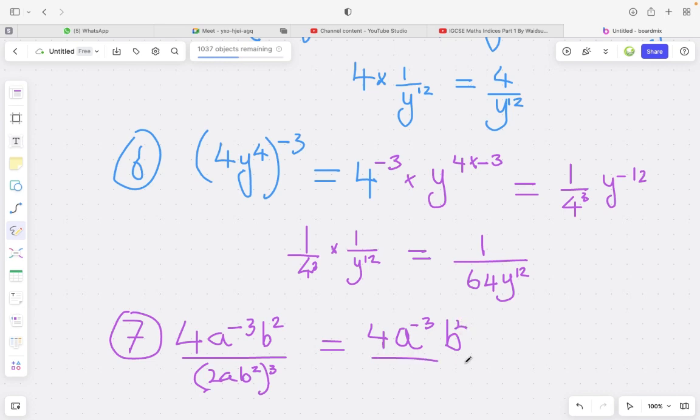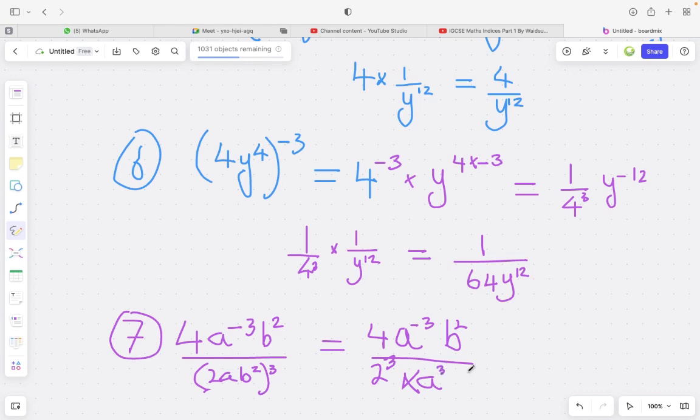Therefore for the denominator, you're going to have 2 to the power of 3. We're going to evaluate 2 to the power of 3, which is 8. It's not 6, okay? 2 to the power of 3 means 2 times 2 times 2, that gives 8. And then times, why? Because it's inside the bracket. Whatever is inside this bracket, this power is talking to it. So 2 is inside the bracket, so it's going to be 2 to the power of 3. Then times a to the power of 3 as well.